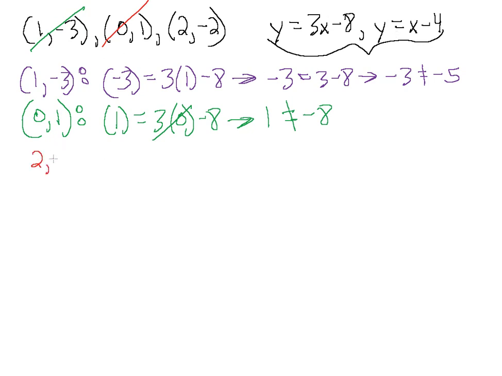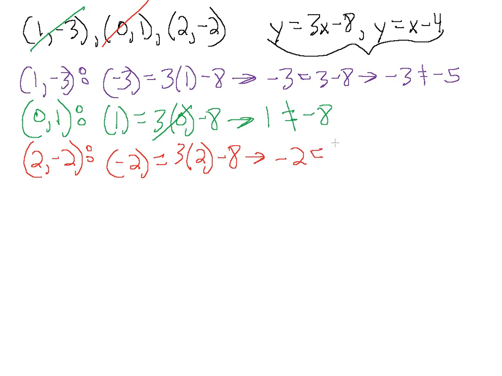Let's try the third one. We have (2, -2). Let's go ahead and plug it in one at a time. So y equals -2 equals 3 times x, which is 2, minus 8. That gives us -2 equals 3 times 2 is 6, minus 8. And we have -2 equals 6 plus a negative 8, which is -2. That checks out. -2 equals -2. That's a true statement, which means the point (2, -2) is a point that lies somewhere on this line.